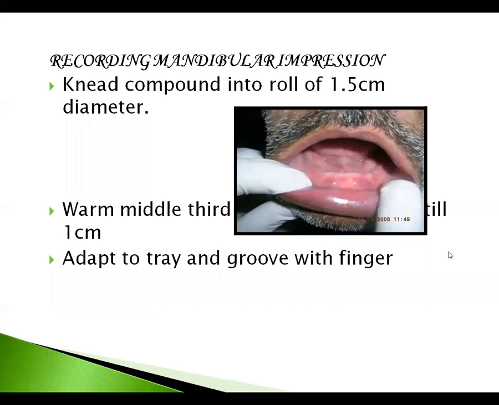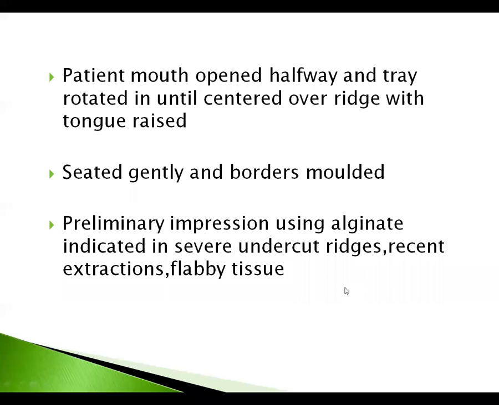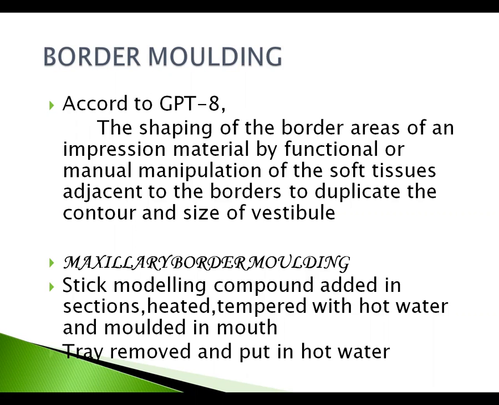Then with the finger, retract the cheek. Then with the patient's mouth open halfway, the tray is rotated until centered over the ridge with the tongue raised, seated gently, and borders are molded. The preliminary impression using alginate is indicated in severe undercut ridges, recent extractions and fabrication.